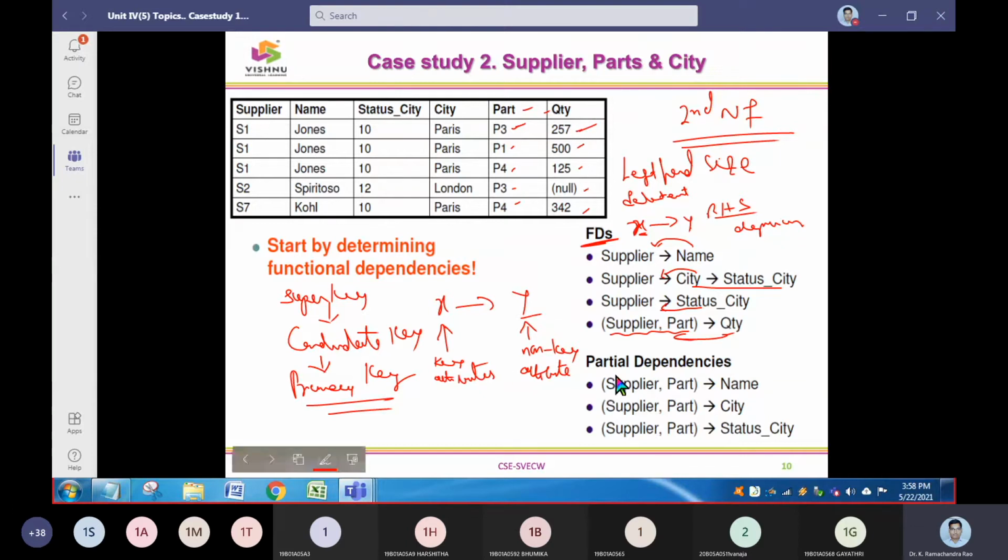So now there are some partial dependencies also. What was this partial dependency? Supplier and part are going to be dependent on the name. So who is the supplier name? Jones. Next, supplier and part are going to depend on the city also. Similarly, from which city the product was taken, whether it is Paris or London. In this way, we have partial dependencies in the relation.